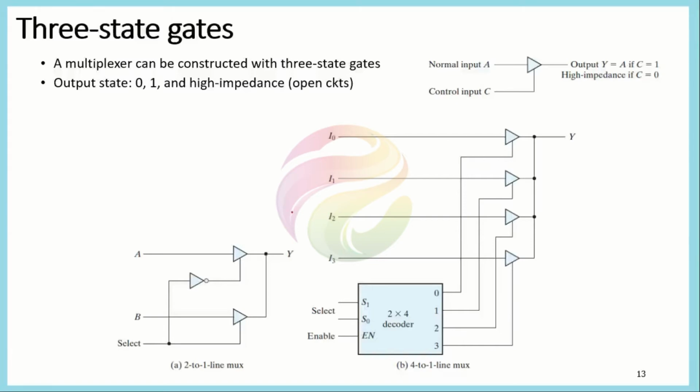We would be discussing another concept here, which is known as three-state gates. Generally, we have considered only two-state gates so far. It means that the output could be either 0 or 1. The output 0 means that our signal is connected to, say, ground, and the 1 means that it is connected to the VCC or the plus 5 volt.